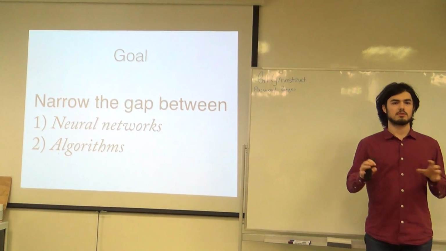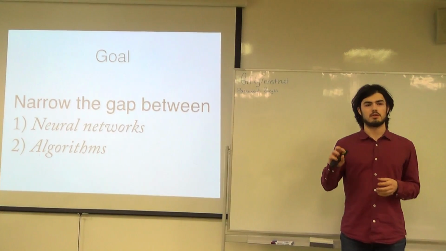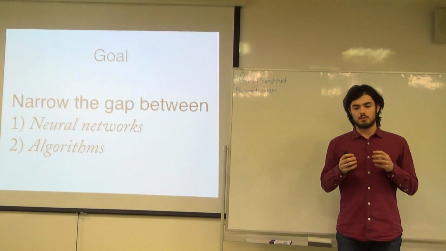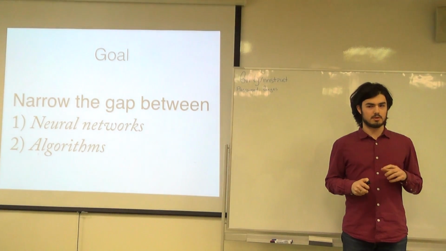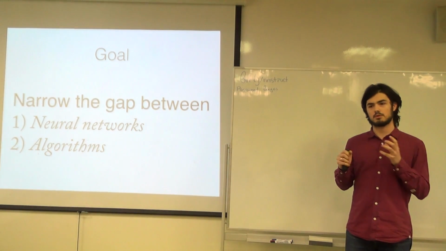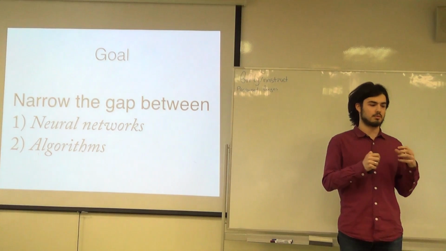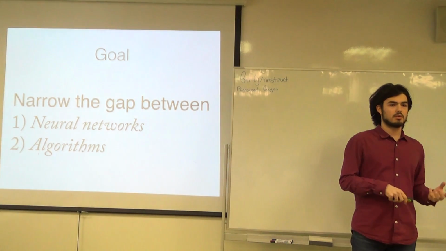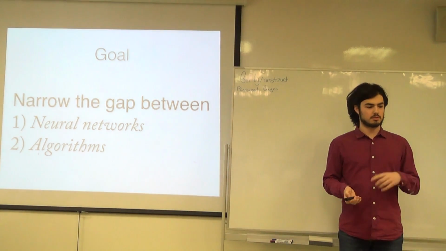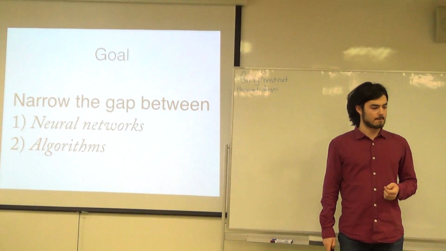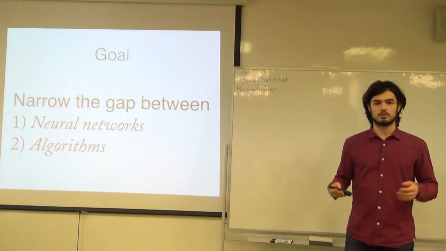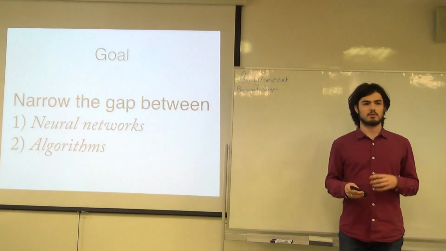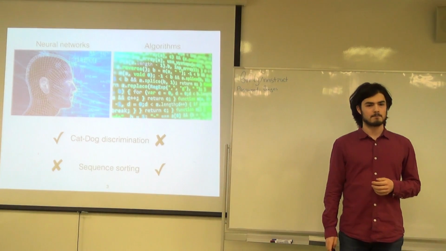There are two worlds, the algorithm world and the neural network world, which have a gap between them. There are some problems that can be solved with neural networks, and some problems which can be solved by algorithms, but not replaced. Our goal today is to narrow the gap between these two worlds. So let's consider some example problems.